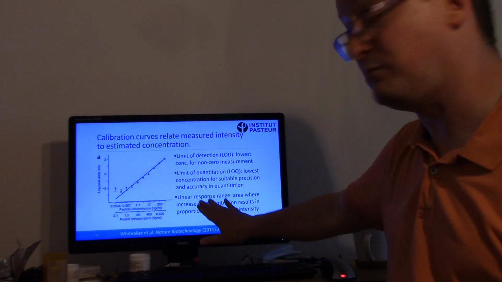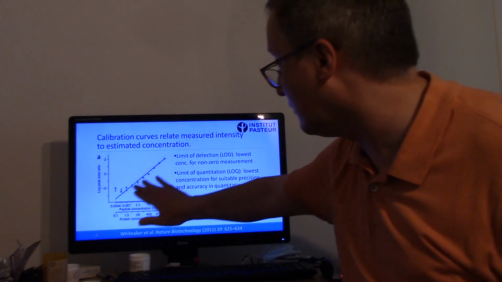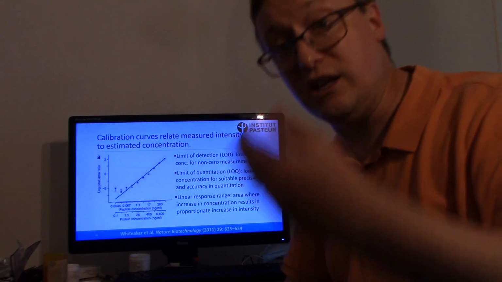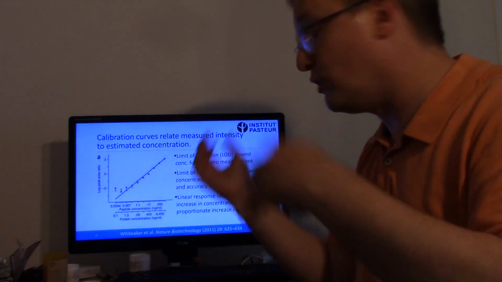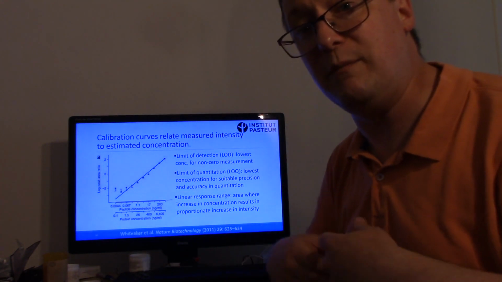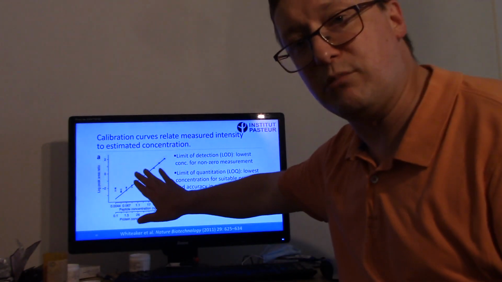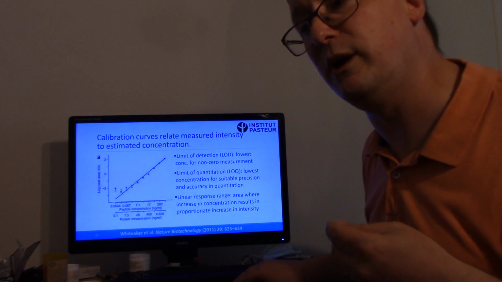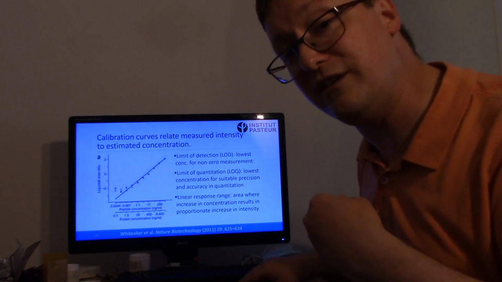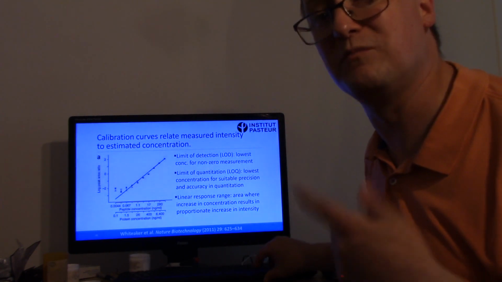The linear response range, this area right here, shows where an increase in the amount of sample corresponds to an increase in the amount of our measurement. So these calibration curves are very useful to us in knowing the extent to which the quantitative information coming back from these experiments is worthwhile.